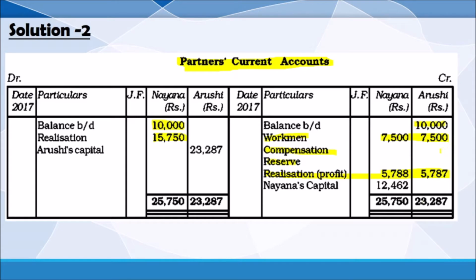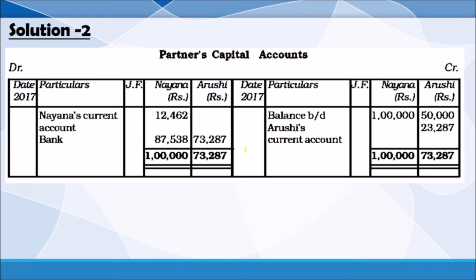We have transferred the balances from balance sheet. Actually in this question, the capital account is prepared as per the fixed capital method. I think you are remembering how to prepare the capital account under fixed capital method. So Naina's capital balance 12,462 will be transferred to her capital, and Arishu's capital balance 23,287 will be transferred to their capital account.